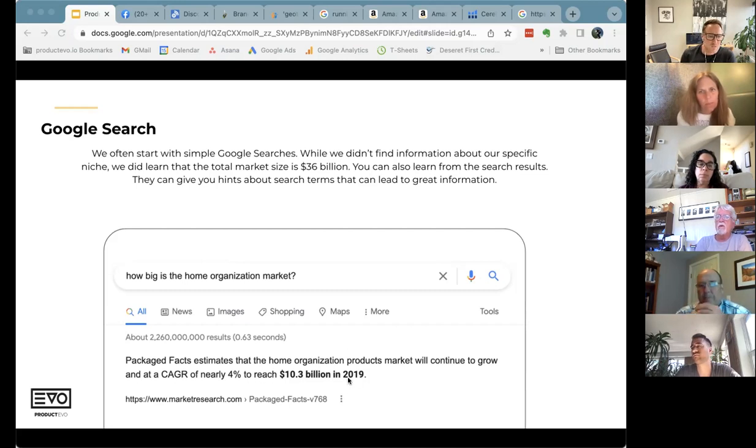The other thing we noticed is that this report was from 2019. So again, just be mindful of that. Sometimes you can go in and refine your search and just say, how big is the home organization market in 2022? Be more specific and it'll come up. So we're starting with the easy stuff.